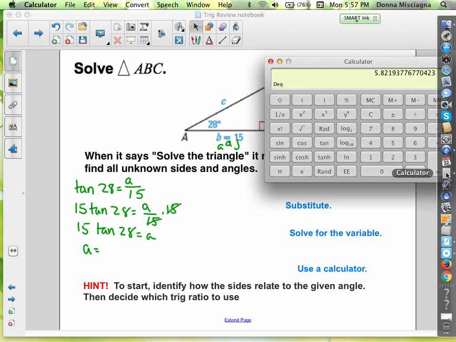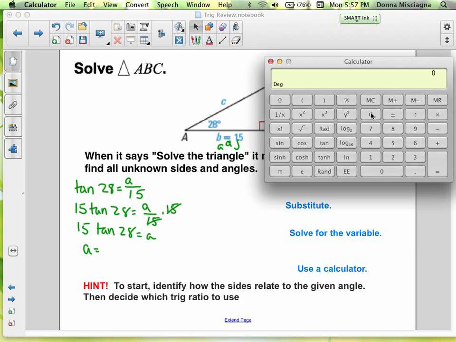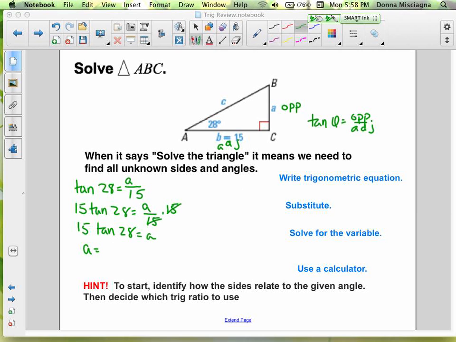Right, so let's clear that out. So we have 28 tangent times 15, and that's going to keep running, 7.98. That'll round up.